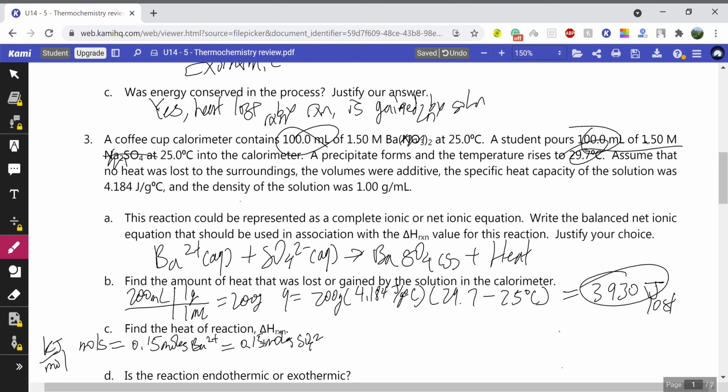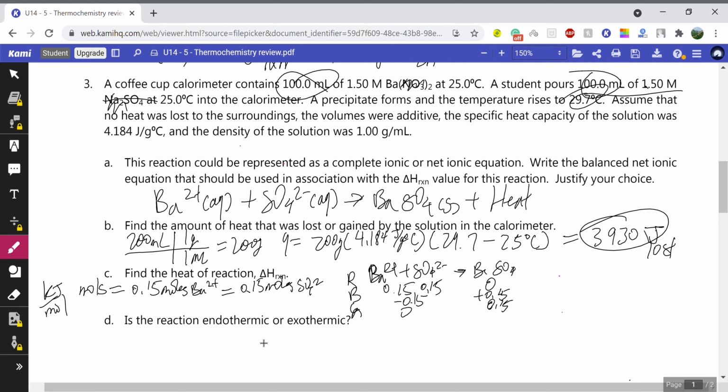Now let's do an ICE chart of Ba2 plus and SO4 2 minus, forming BaSO4. This is going to be 0.15 on both over here. Now it's going to be minus 0.15 into 0. This is going to be 0 initially, plus 0.15, and it will turn into 0.15. Now that we know we have 0.15 moles, we can do negative 3930, because this is energy lost.